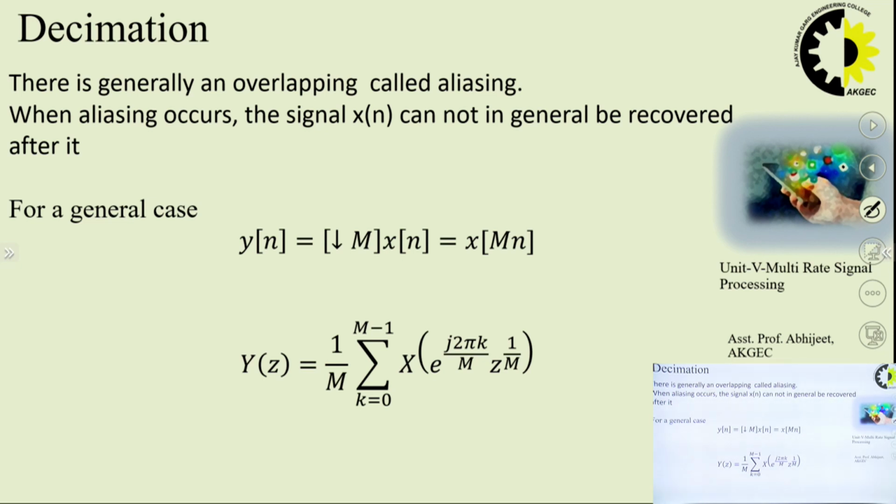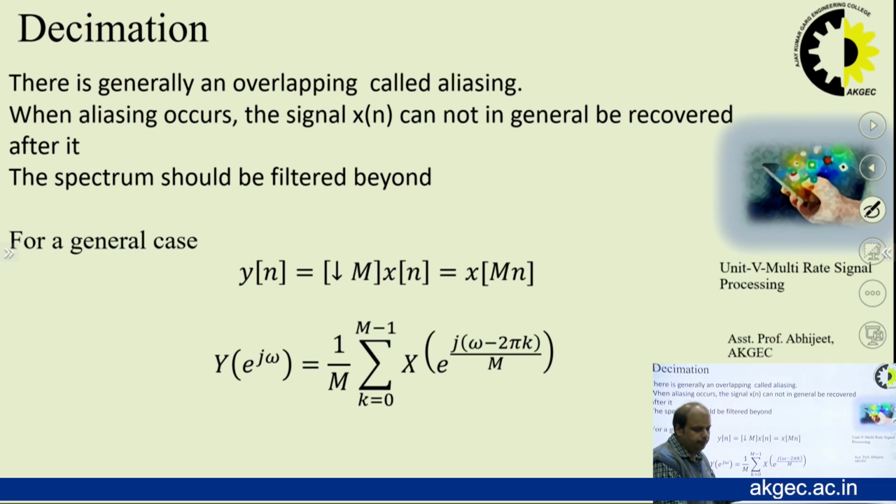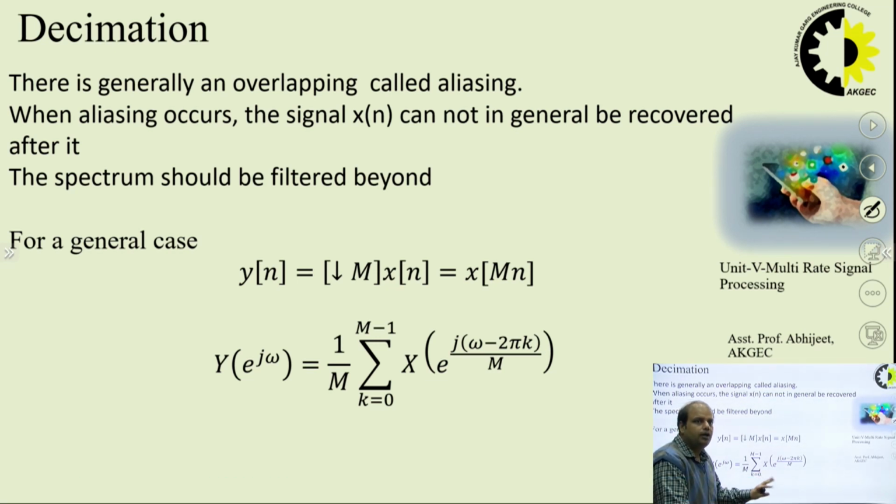If in general we take this decimation process by an order M, the new signal is called x of Mn, and the z transform can be written with e raised to the power j 2 pi k by M and z raised to the power 1 by M. Earlier it was z raised to the power 1 by 2 for the case of M equal to 2. The spectrum can again be given as 1 by M times capital X of omega minus 2 pi k by M, with the whole summation from k equal to 0 to M minus 1. So this will be the case when M is general.